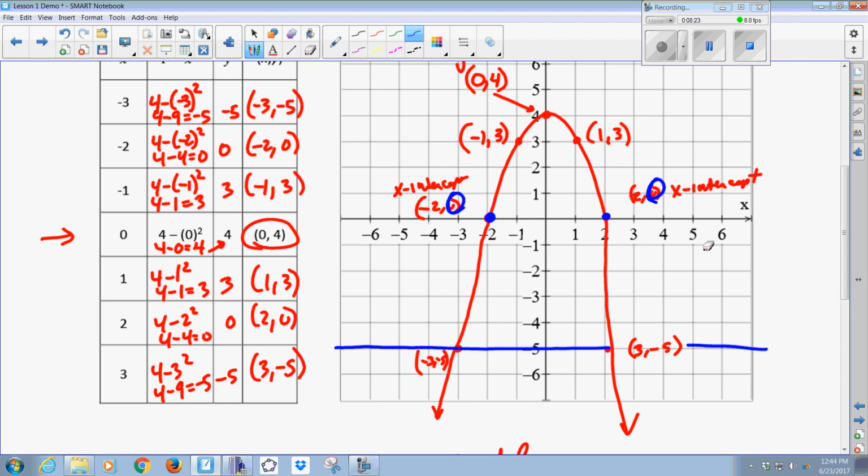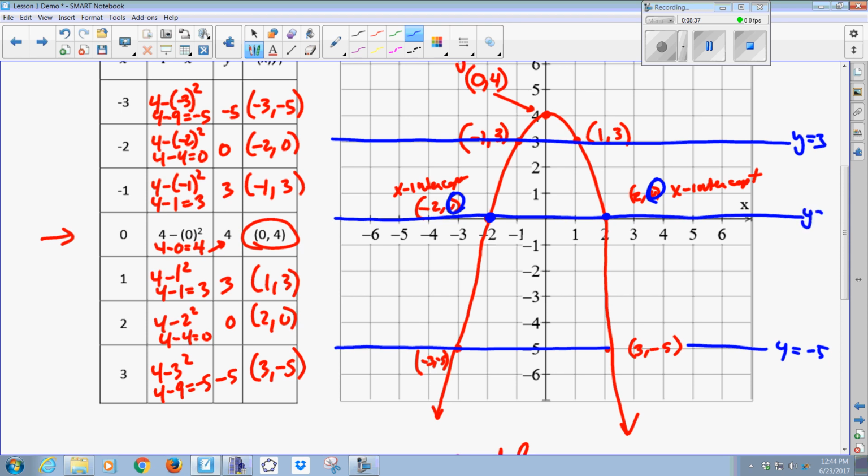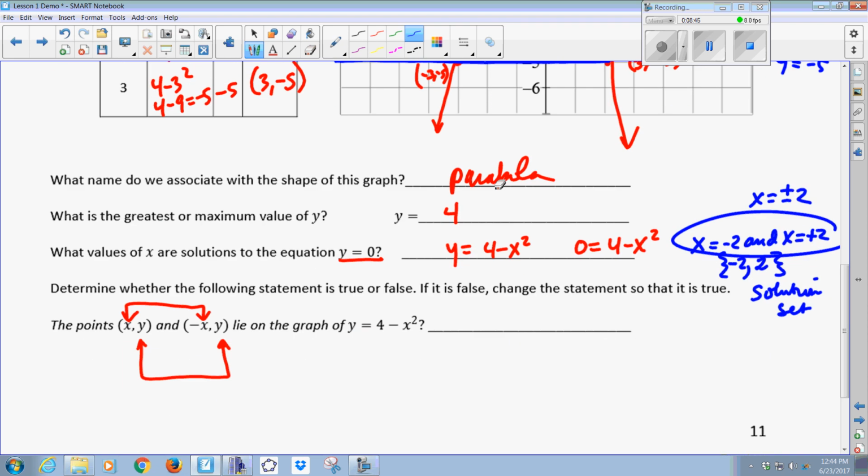How about -1 and 1? Those x values are opposite. Yep, I'm at the same height. y equals 3. y equals -5. And the same is true for -2 and 2. Our y value is 0. This is true for any x value on this graph and its opposite. So this is a true statement.